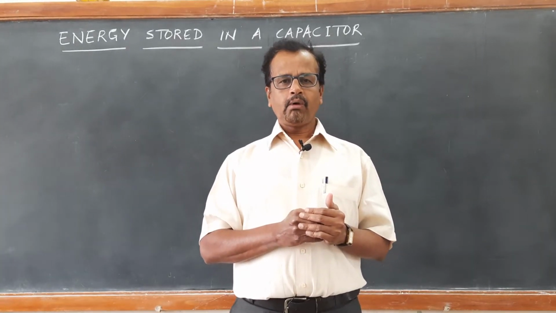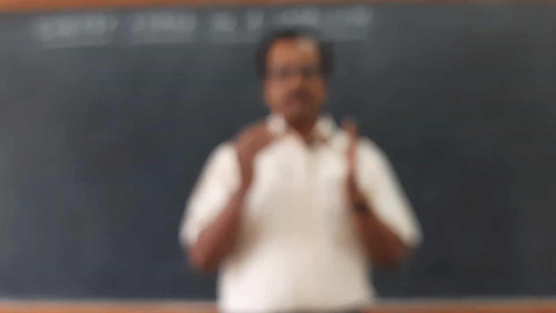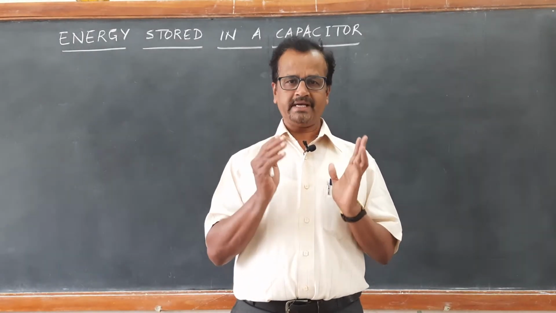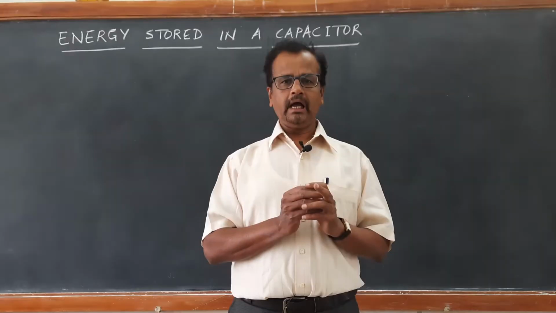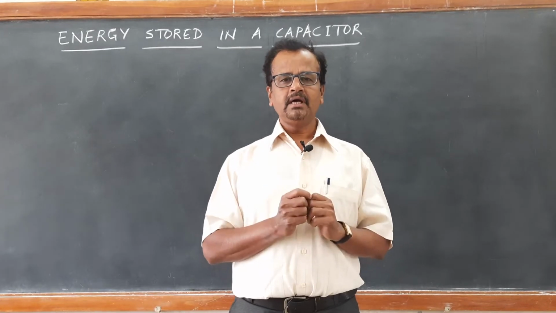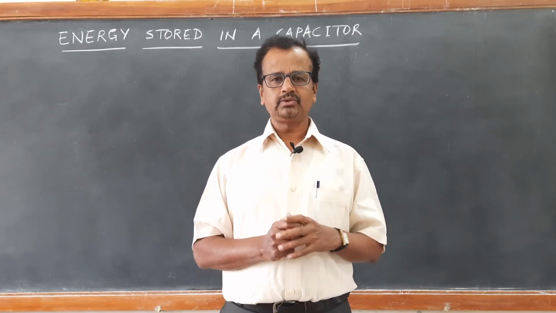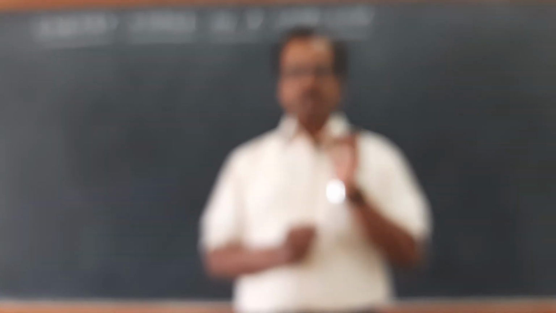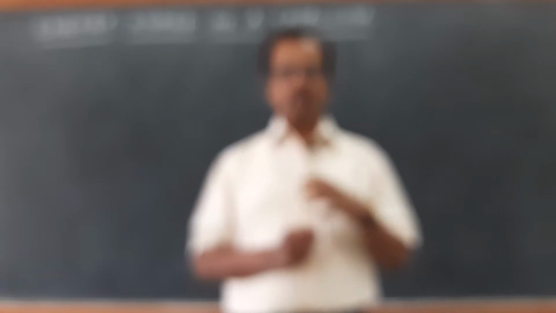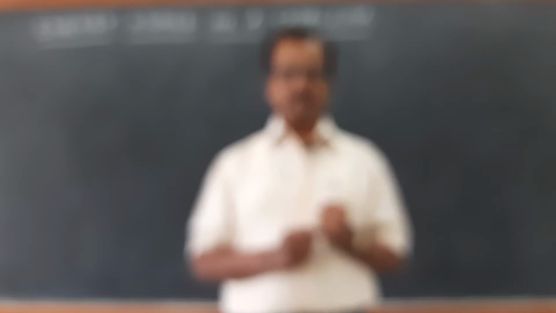So, the capacitor is a device which is used to store some maximum amount of charge and thereby store energy in the form of electrostatic potential energy. Today we are going to calculate what that electrostatic potential energy is, and how one can calculate it. Let us look into the calculation: energy stored in a capacitor.